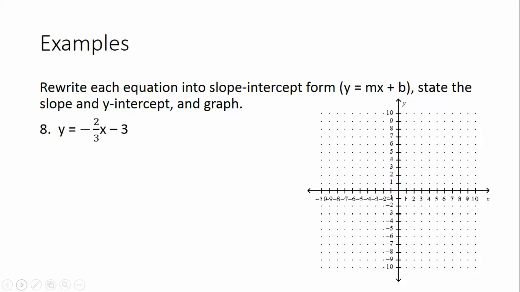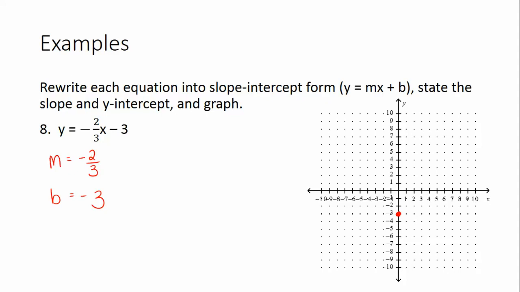Number 8, it is in slope-intercept form, so we don't have to rewrite it. But if we're going to state the slope, it is negative 2/3, and the y-intercept is negative 3. So we have a slope of negative 2/3 and a y-intercept of negative 3. So on our graph, we're going to go down to negative 3, that's the y-intercept, and we start there with plotting at negative 3. And now we're going to use our slope. We're rising 2, we're running 3.